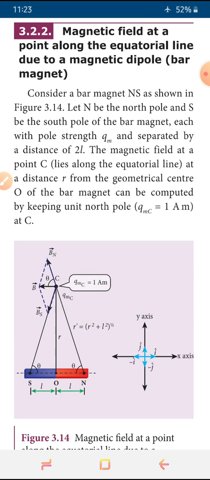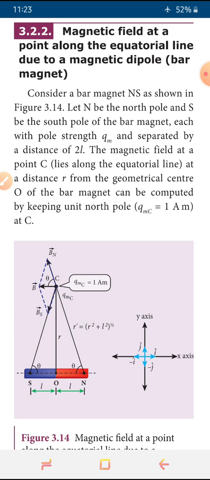And the dipole's magnetic field, how it gives the answer. Here it is for the equatorial line. In the last class, we derived for the axial line. Here it is for the equatorial line, and here there is a derivation and explanation. Okay, so for the explanation, see the figure.